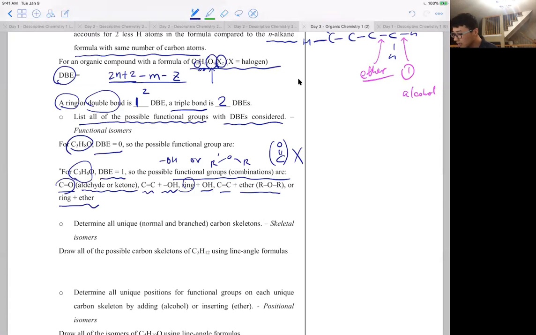So first, if it's a CO double bond, how many isomers can we get? We can get an aldehyde. Do we have more aldehydes? We can get a ketone. So we can only have 2, no more, right? If it's a CC double bond with an OH, basically we just need to add the OH in different positions. So we can put it here, here, and here, if we don't consider which position is stable or not, okay?